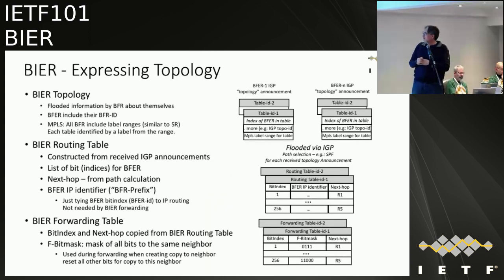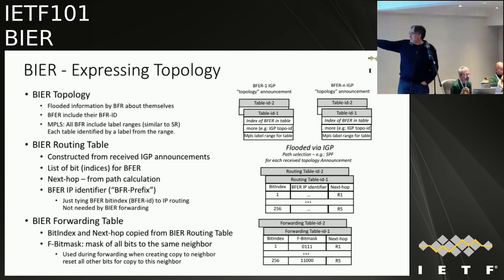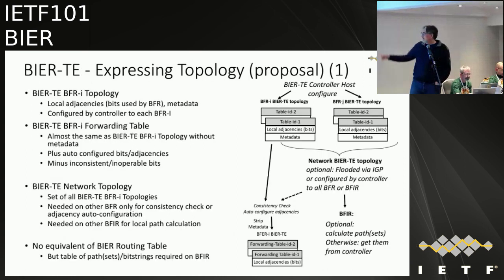Right, so this is the data model. I just wanted to compare it quickly to BIER. In BIER, we have in the IGP the announcement from every node of what its own BFER ID is, the MPLS label range, and more stuff like all the IGP stuff, flooded via the IGP, which gets into the routing table in a node. The routing table also has the BFR IP identifier, and then the next hop. So that's basically taking the calculation, going down to the forwarding table for which we calculate the FBMs. Next slide.